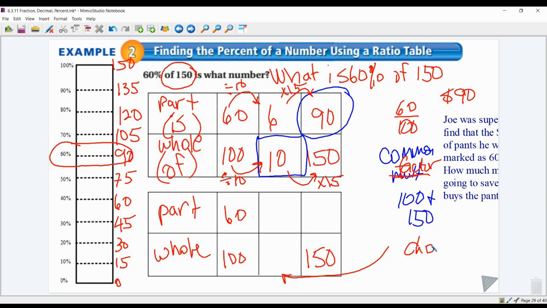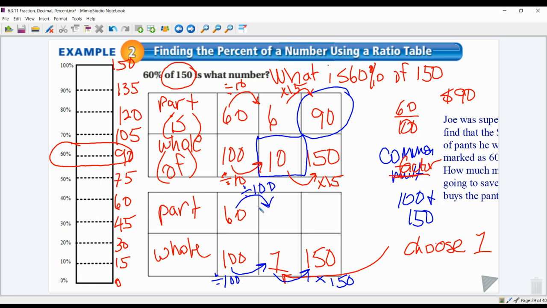Choose a 1. Sorry about my writing. Guess what? It's so easy to use a 1 as my pattern because anytime you take a number and divide by itself, it equals 1. So this pattern is dividing by 100, and now the multiplication is super easy. I'm multiplying times 150. So I'm going to do the same pattern up here. I'm going to divide by 100.